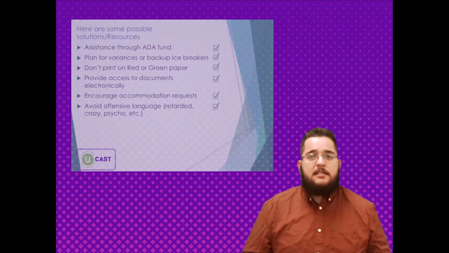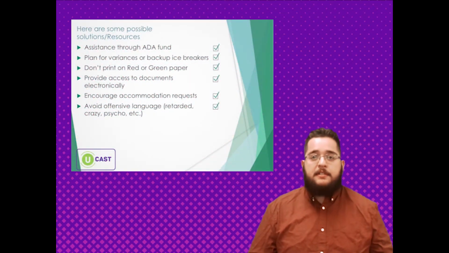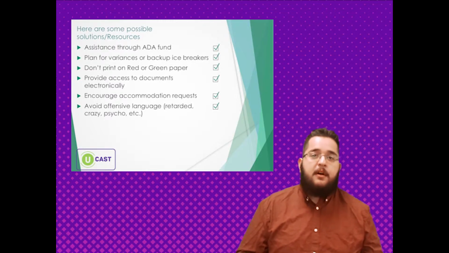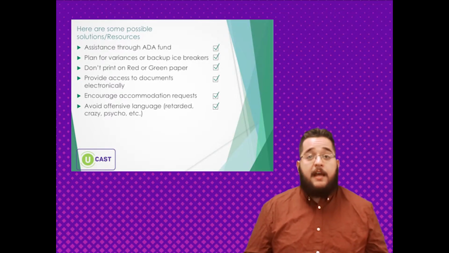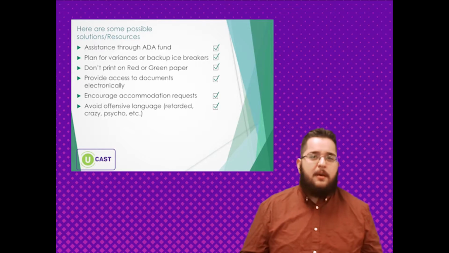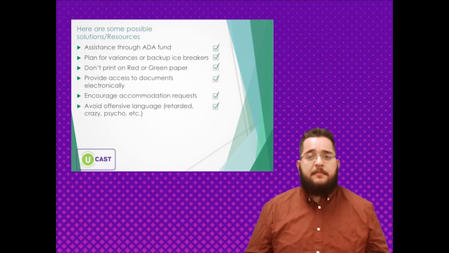There are campus tools to help you solve these issues. Assistance through ADA Fund, plan for variances or backup icebreakers, don't print on red or green paper, provide access to documents electronically, encourage accommodation requests, avoid language that could offend, retarded, crazy, psycho, etc.